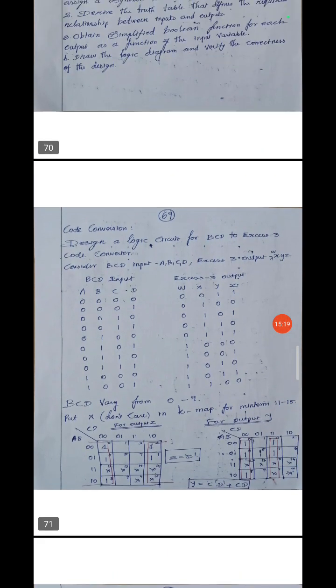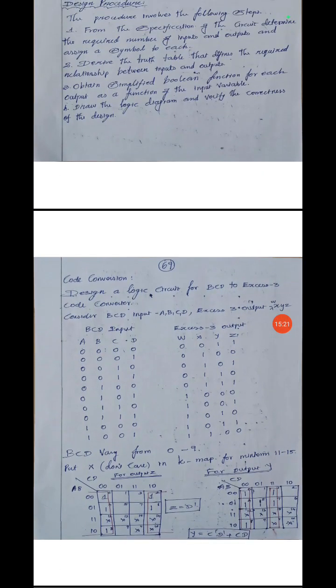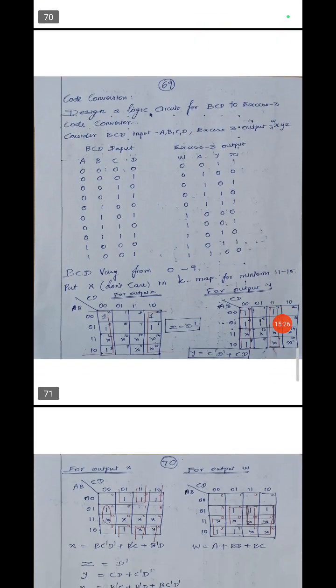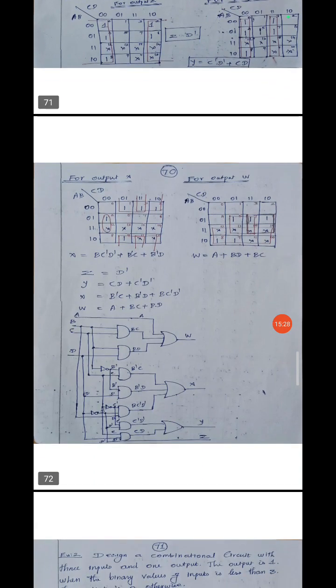Generally, design means you have to implement the circuit in any unit. If they ask for design, you have to develop the logic circuit. The final output in design is a logic circuit.